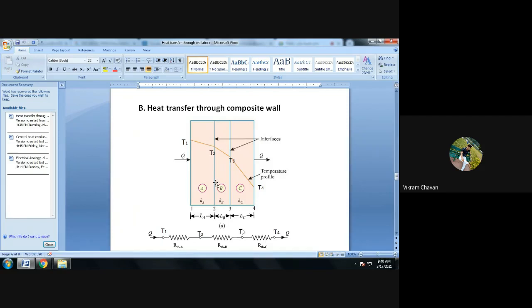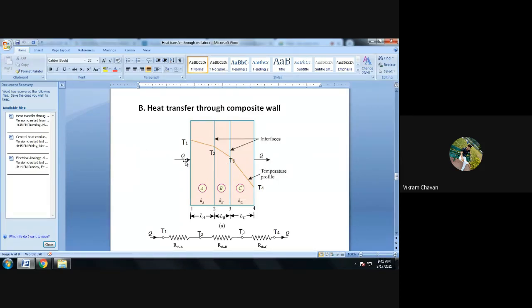Now here we have to consider that the heat flow throughout the slab is constant. What does it mean? The heat flow through slab A or wall A is Q. The similar amount of heat is flowing through slab B, equal to Q, and similar heat is flowing through slab C, that is also Q. So the total heat flowing through the composite slab is constant, and it is equal to Q.